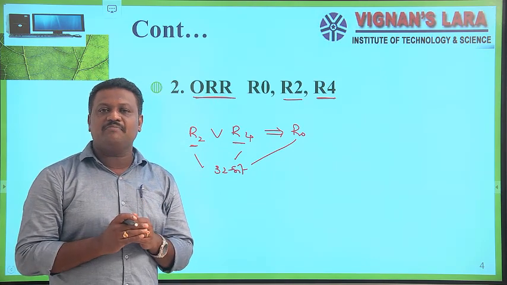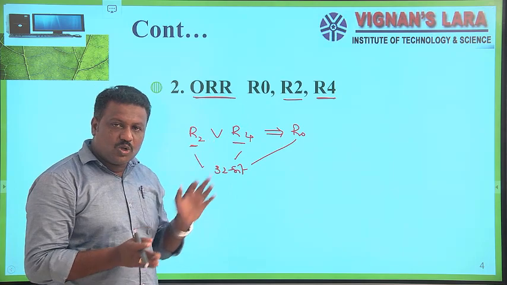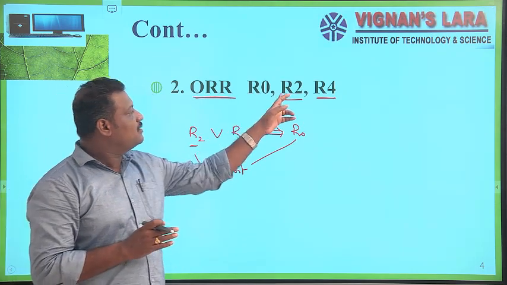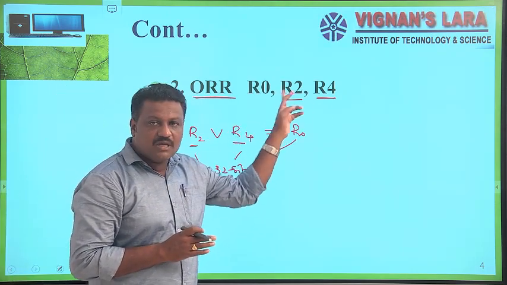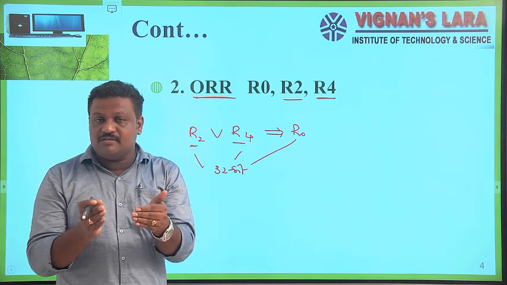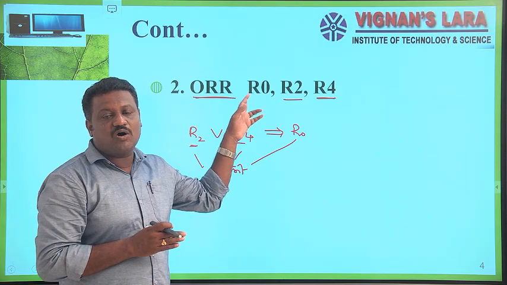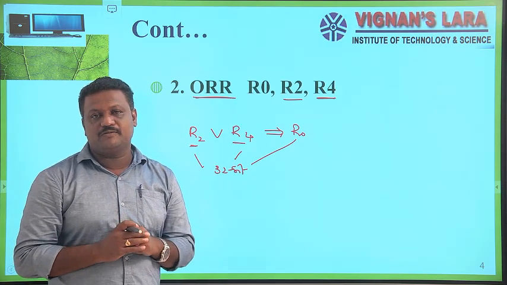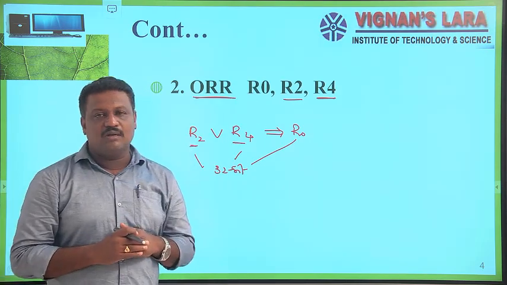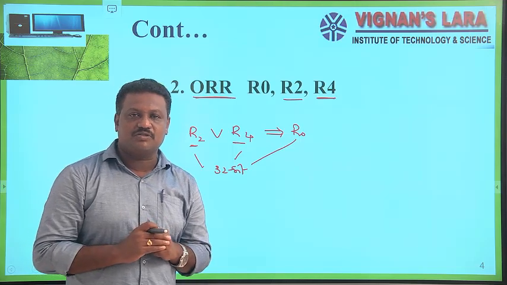I tell you one more time: we did a logical OR operation between the content of register R2 with R4. The final result we are getting is simply transferred to another register, R0, in the ARM processor. So this is about the logical OR related instruction.